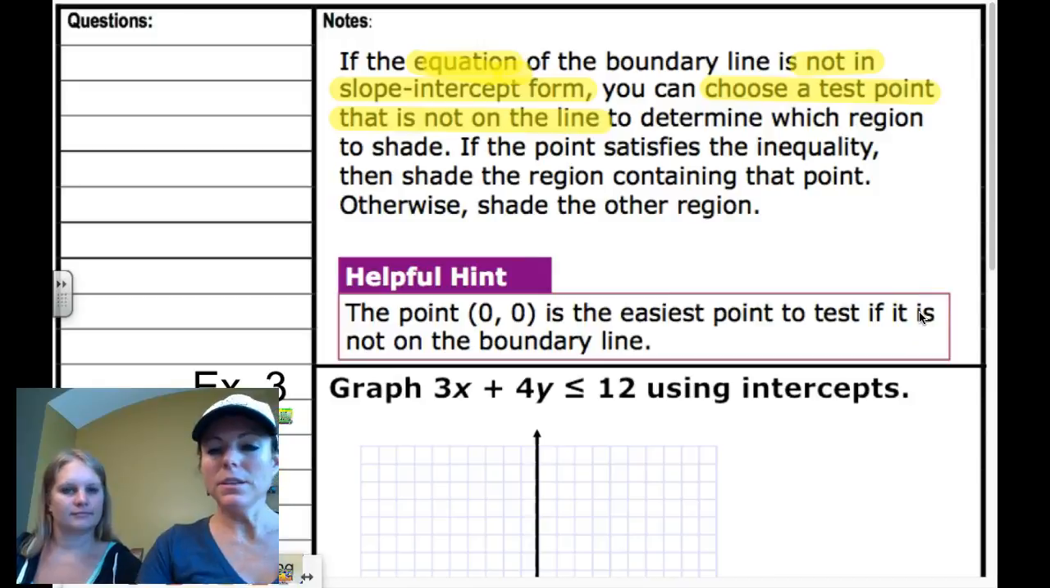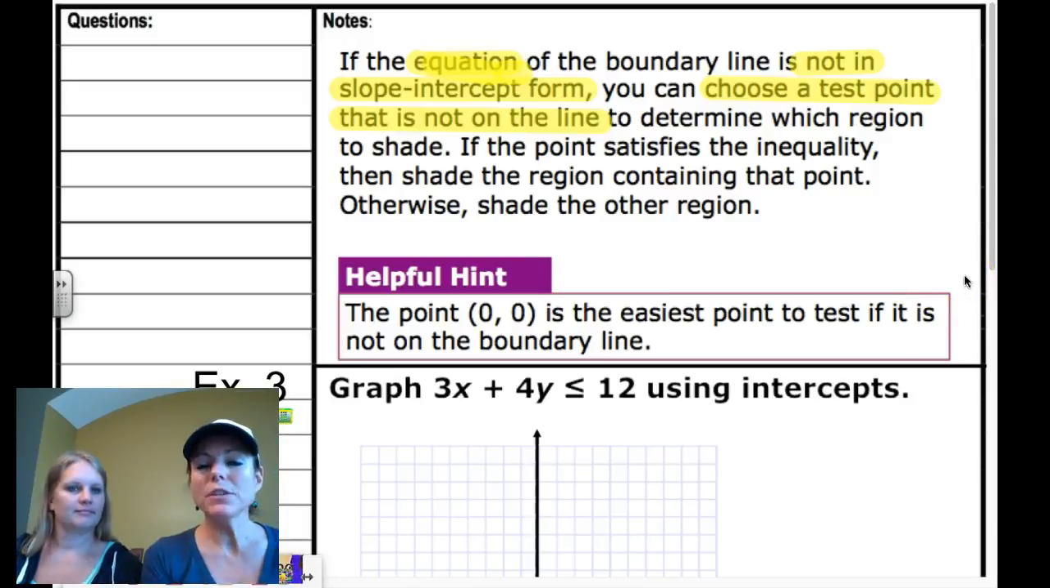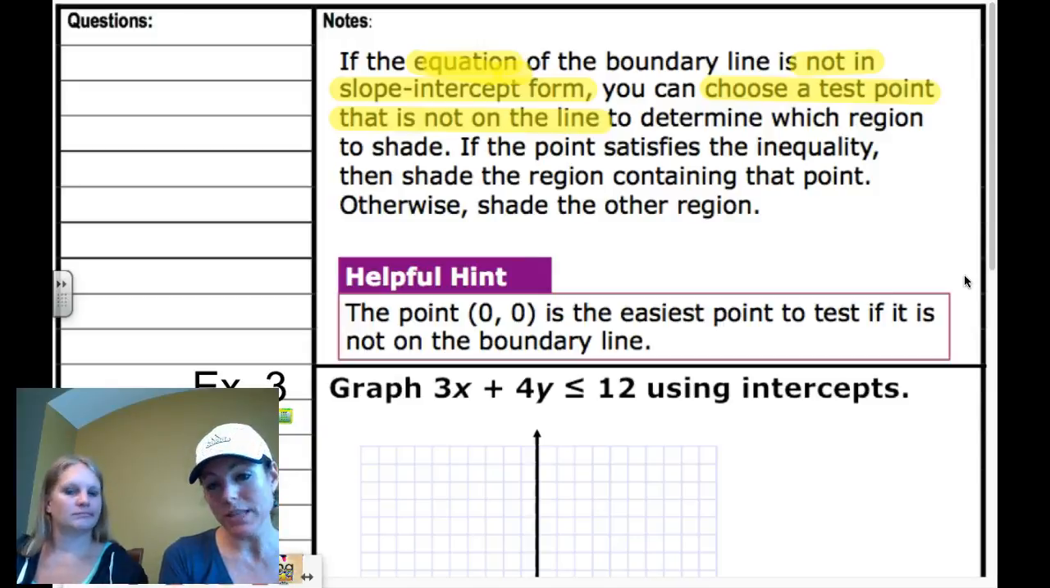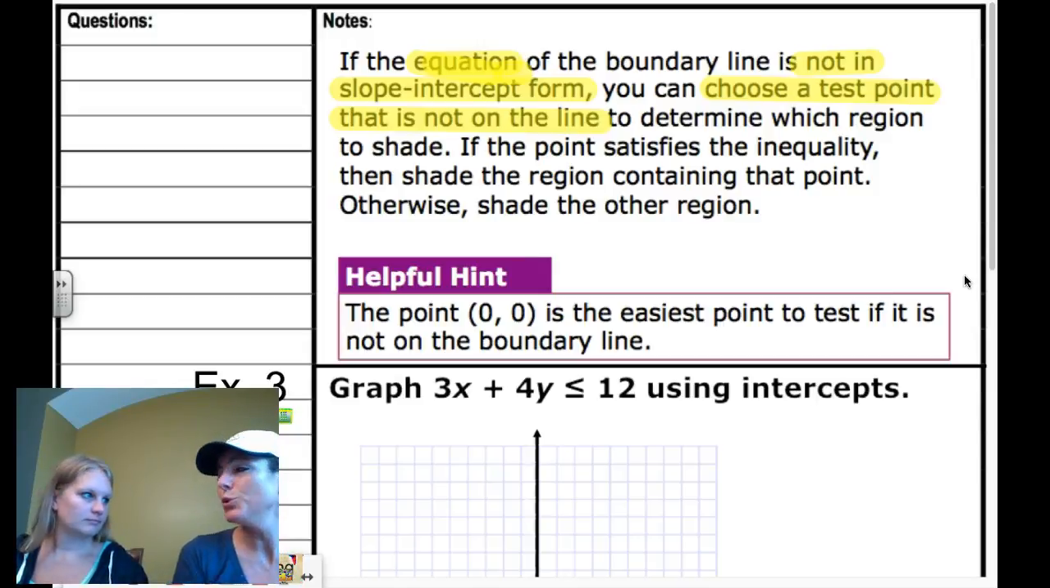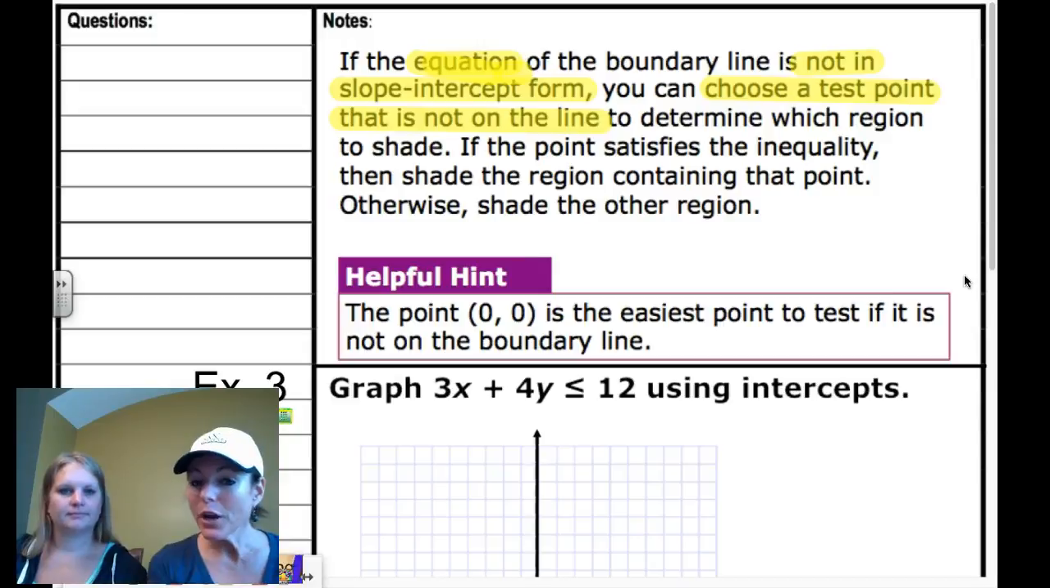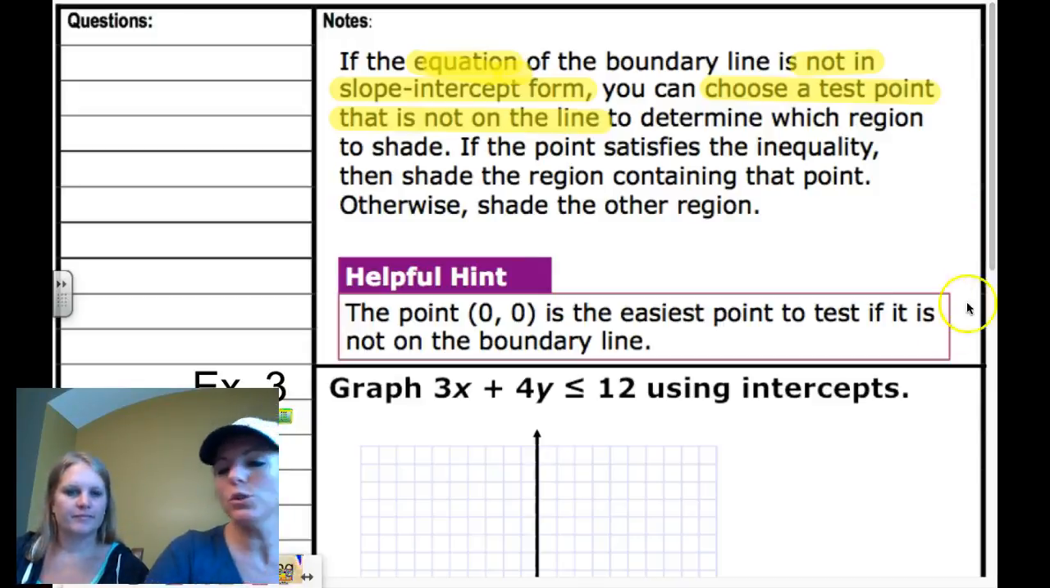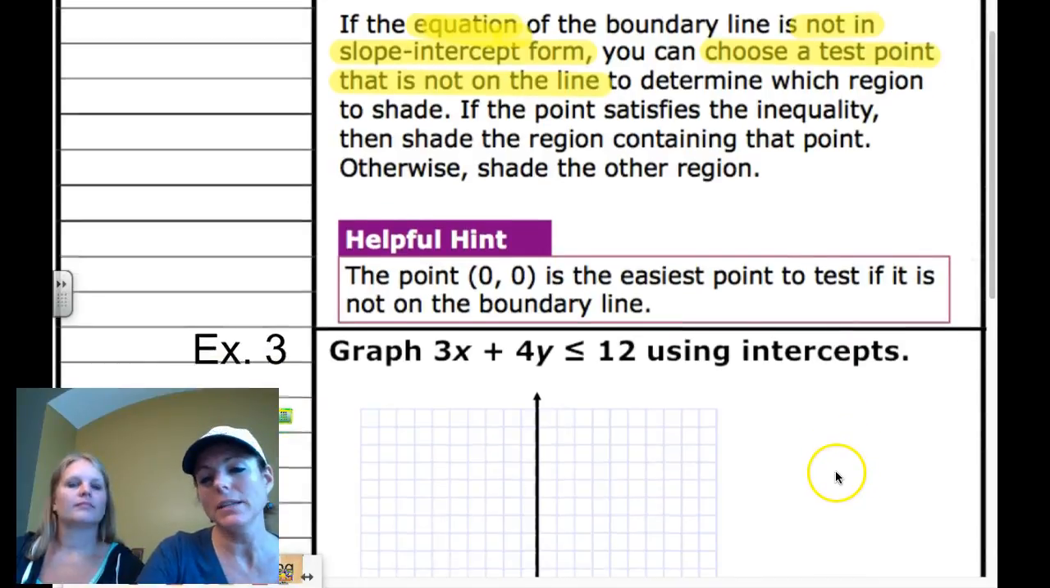So let's see. Before, everything was given to you in slope-intercept form. Now, how do we graph if it's not? Well, you have two options actually. If the directions say graph using intercepts, which it does, that's how we want you to graph it. However, if you chose to put it in slope-intercept form, you could. So you just get y by itself. But we're not going to show it that way because we want you to get into the habit of learning how to find the intercepts.